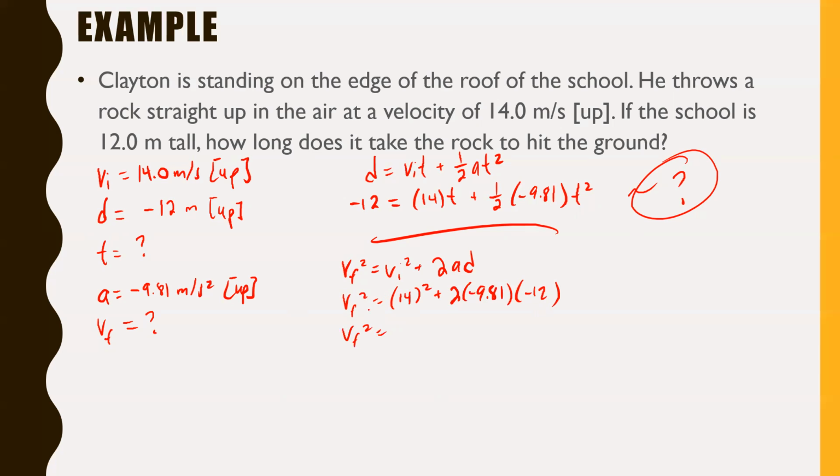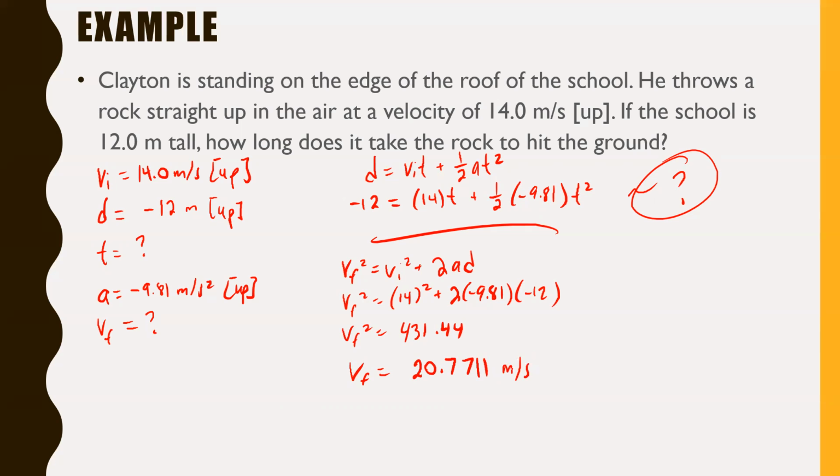This gives me 431.44, and then we have to square root that. If you square root that answer, we get VF equals 20.7711, and then a bunch of other stuff. I'll just leave it at that though. Now, that of course is in meters per second.